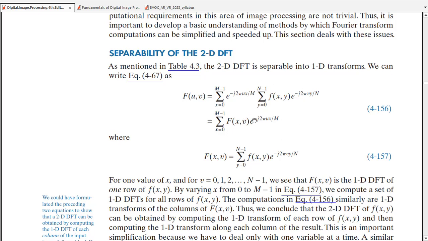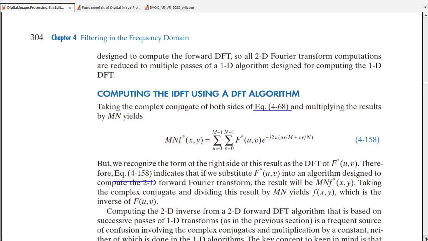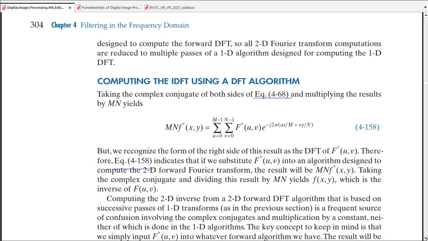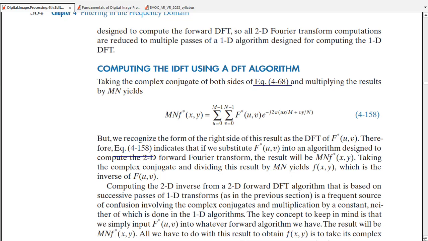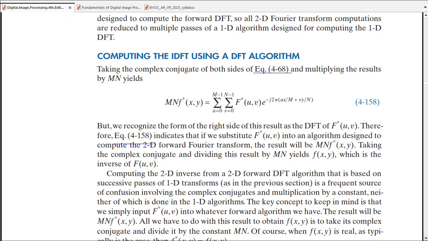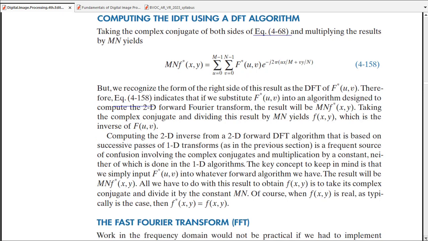Combining both, we say sigma x=0 to M-1 F(x,v) e^(-j2πux/M), where F(x,v) represents the N value. So automatically the 1D transformation comes along with the 2D Fourier transformation. The same idea is invoked with the inverse discrete Fourier transformation using a DFT algorithm.